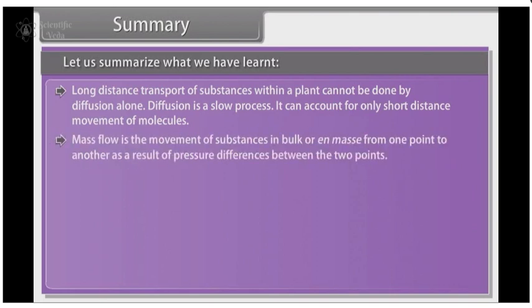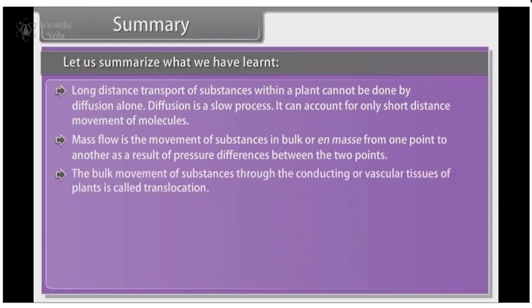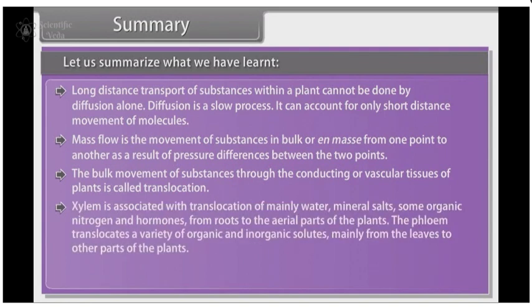Mass flow is the movement of substances in bulk or en masse from one point to another as a result of pressure differences between the 2 points. The bulk movement of substances through the conducting or vascular tissues of plants is called translocation. Xylem is associated with translocation of mainly water, mineral salts, some organic nitrogen and hormones from roots to the aerial parts of the plants. The phloem translocates a variety of organic and inorganic solutes, mainly from the leaves to other parts of the plants.